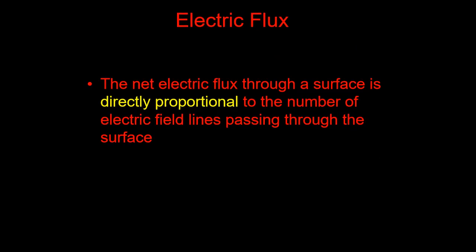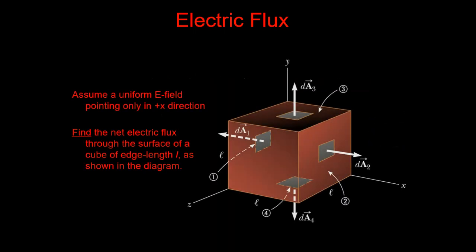So that's how we can calculate the electric flux on a surface. The net electric flux through a surface is directly proportional to the number of electric field lines passing through that surface. Let's take a look at a case where we're looking at a three-dimensional system. In this case, we want to look at the electric flux through a cube and quantify the electric flux through this 3D surface. So let's visualize this system correctly.